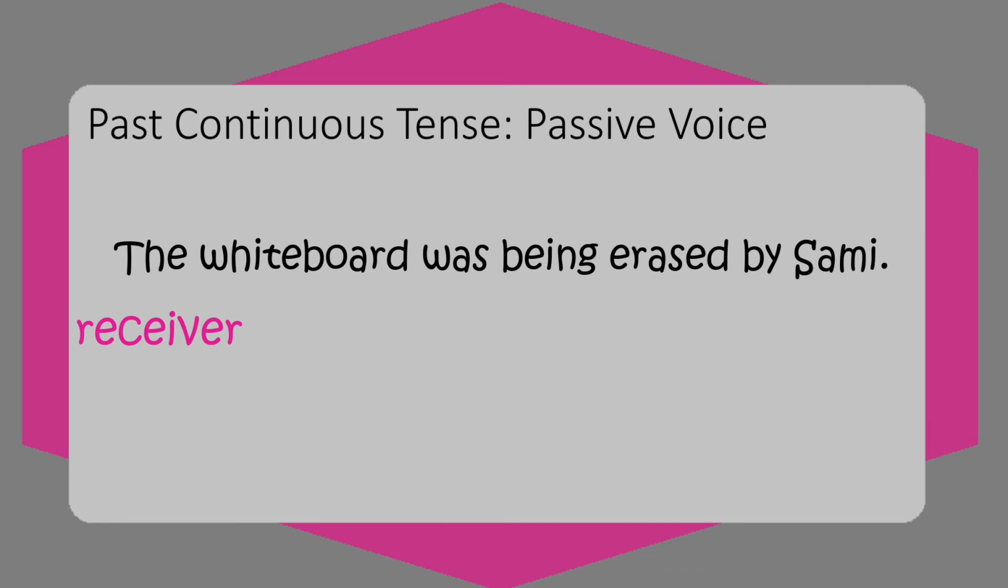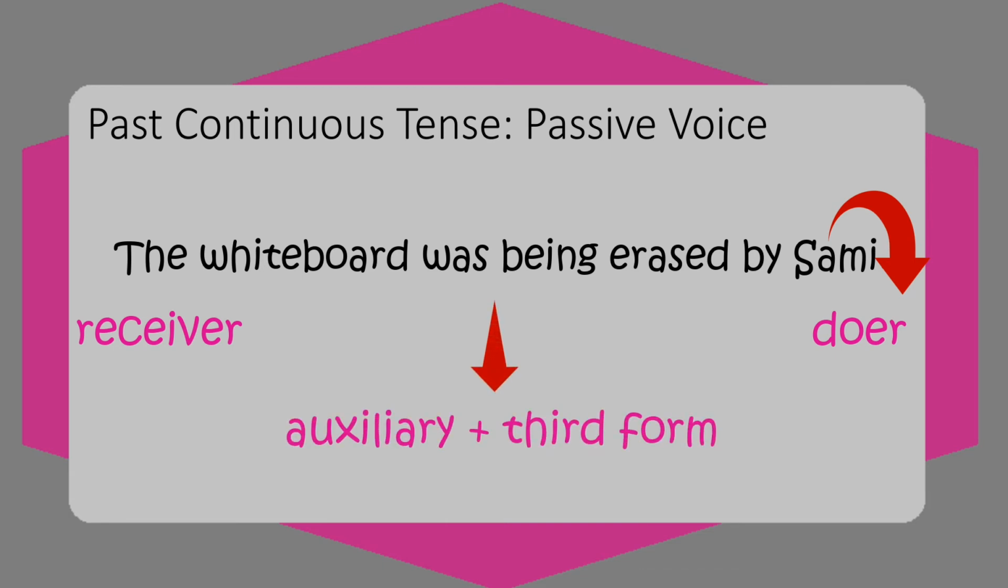Now let's look at the passive form of this sentence. The whiteboard was being erased by Sami. The whiteboard here is the receiver of the action and is the subject, whereas Sami is part of the by phrase. The verb here is was being erased. Was being is the auxiliary, and erased is the third form of the verb.